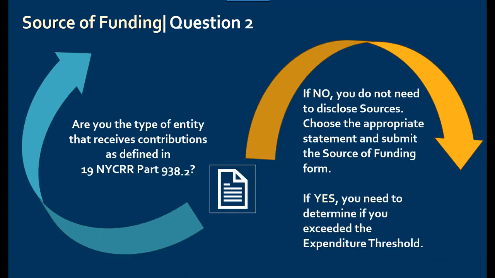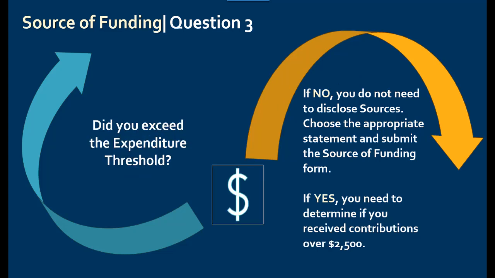Question 2. Are you the type of entity that receives contributions as defined in Part 938.2 of the Source of Funding Regulations? If no, you do not need to disclose sources. Choose the appropriate statement and submit the source of funding form. If yes, you need to determine if you exceeded the expenditure threshold. Please note that we will provide more detail about how to determine if you exceeded the expenditure threshold later in this presentation.